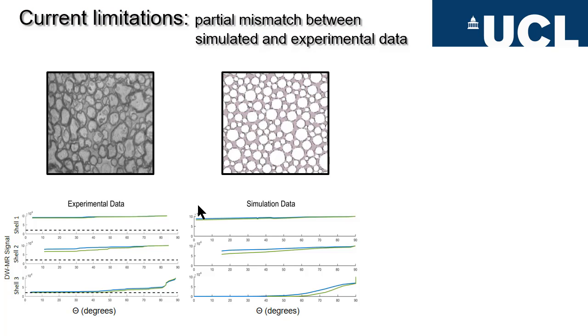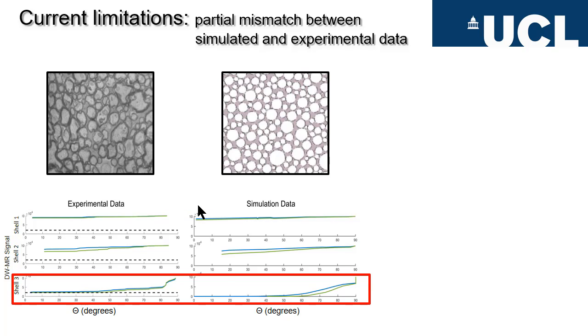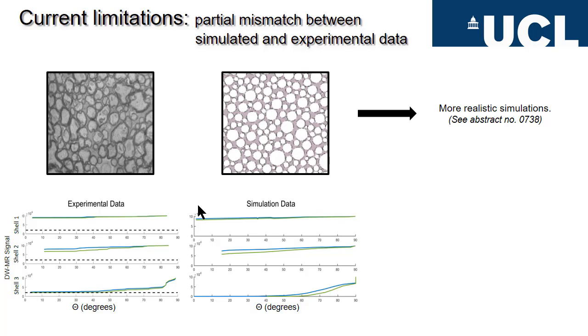If we look even closer at the experimental versus the simulated data, we see that for some settings of the imaging protocol, such as the first two shells, there is a good match between the experimental and the simulated data, while for different settings of the imaging protocol, such as the shell on the last line, there is a bigger gap between the two. So there are several ways to address this partial mismatch. One way to do this would be to use more realistic simulations for training. And our group is currently working in this direction, as we have shown in the validation session this morning.